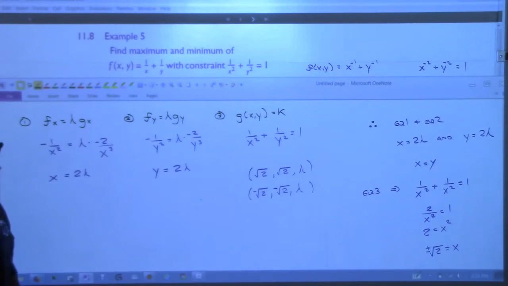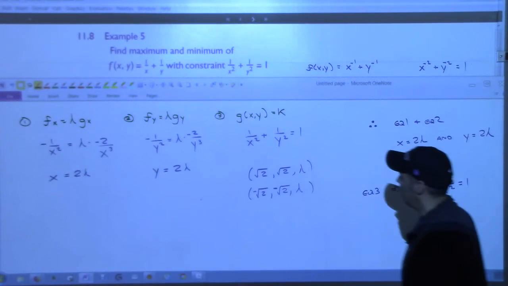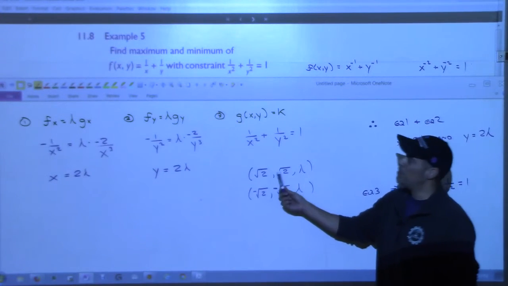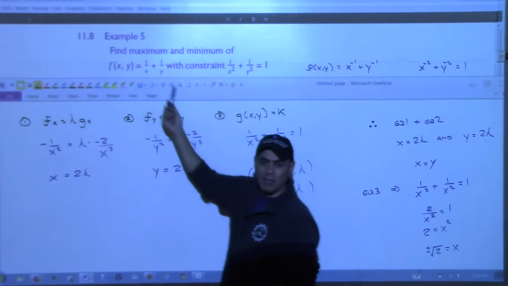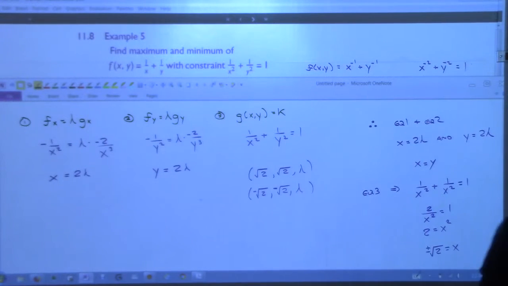Now we have to figure out what the max and min are, but I think it's pretty easy to tell which one's going to give you the max, right? Because these are positive numbers. So when you plug that in here, you get a positive number, and when you plug these in here, you get a negative number. So I won't plug them in. I'll let you plug them in. Let's just take a look at it.